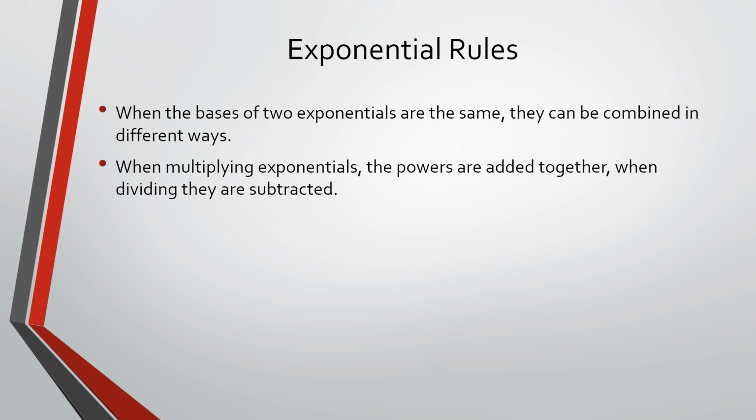When multiplying exponentials, the powers are added together. And when dividing, they are subtracted. Okay, so when multiplying exponentials, when the bases are the same, the powers are added together. So let's take a quick look at that. So we have x to the fourth times x to the fifth. Okay, so the bases are the same. It's an x, whatever that value happens to be. Just a generic, any kind of value, right? X to the fourth times x to the fifth would just equal x, and then we add 4 plus 5 in the power, in the exponential, and then we have x to the 9. So this expression right here equals x to the 9.